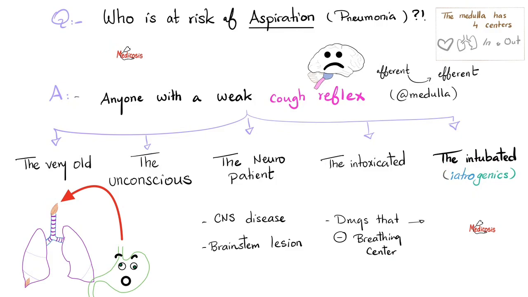Next, the intubated patient is at risk of aspiration. We call this iatrogenic. Genic means genesis of iatro. Who's that? Healer. Oh, healer-induced, which is a polite way of saying my doctor was a doofus.